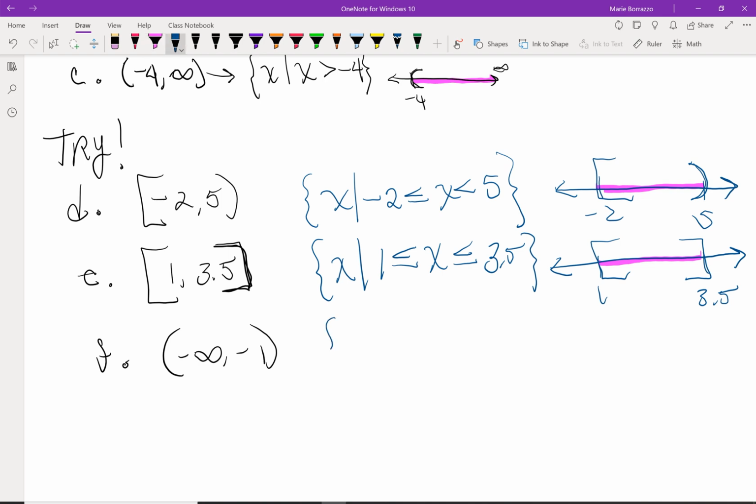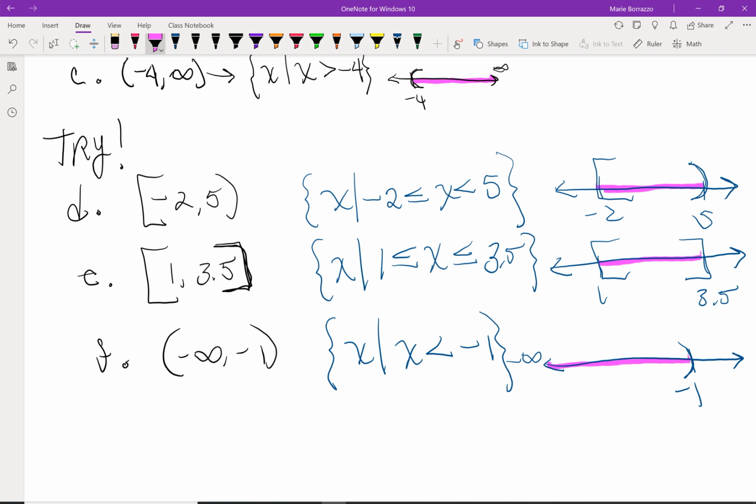Last example, in example F, this is where x is a value where x is less than -1. So in our example here, we draw the number line. Let's put -1 here. It's not inclusive, and here's -infinity. So we're coming from -infinity up to the -1, not inclusive. Okay. I'm going to hop over to example 2.